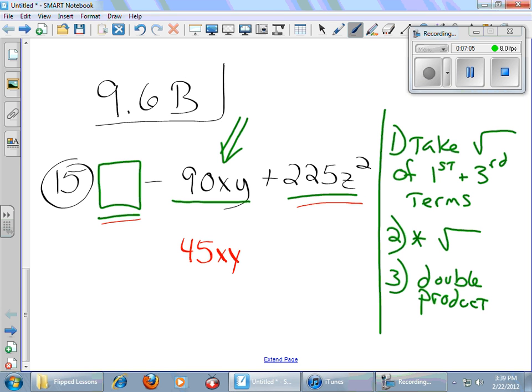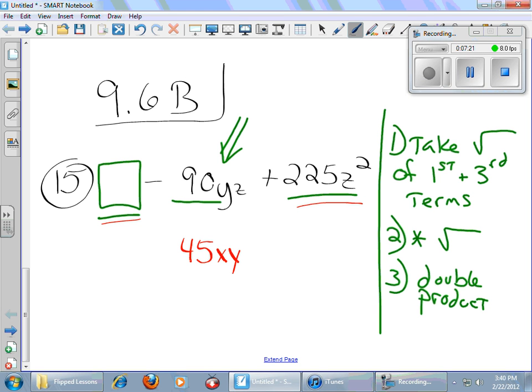Oh, wait a second here. Something is strange. I've written down this wrong thing here. This should be yz here in the middle, not xz. I better fix that, or Andrew's going to give me double hockey sticks about it. All right, there we go.